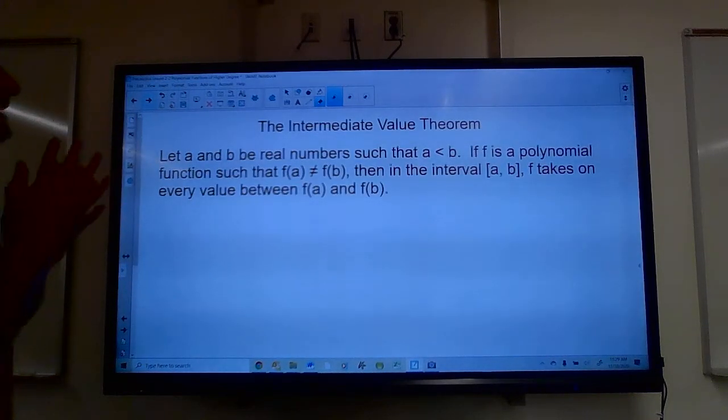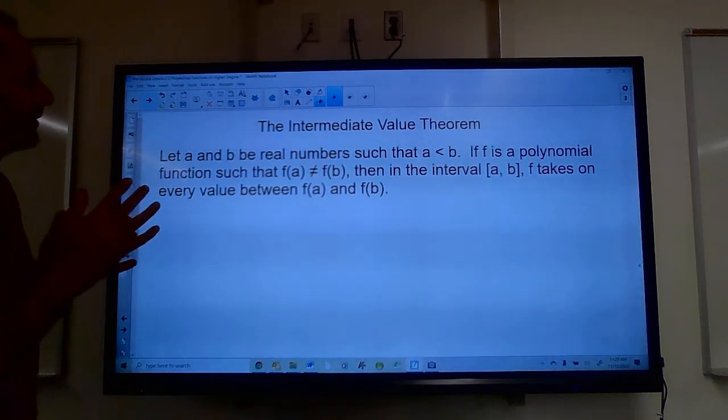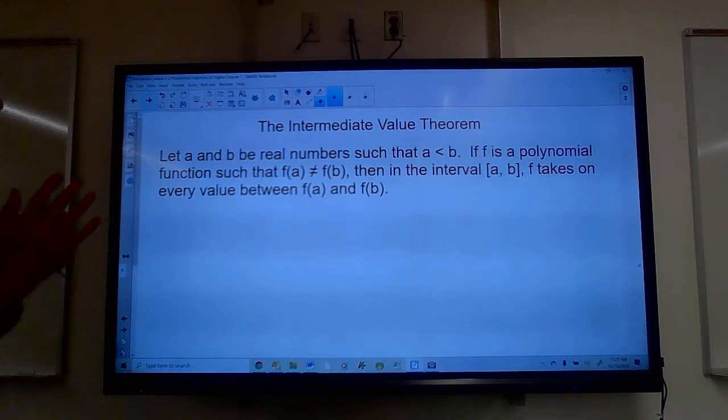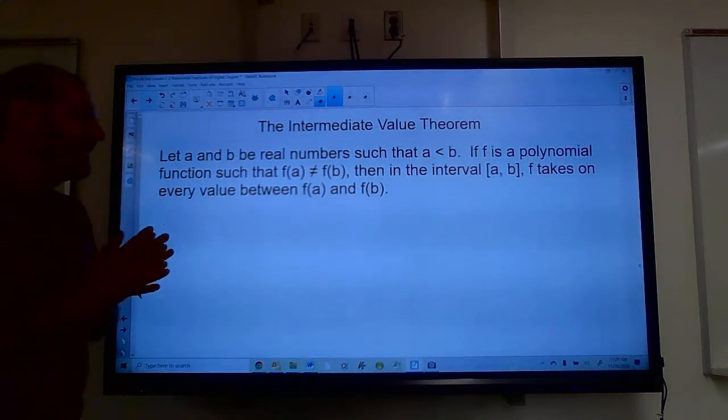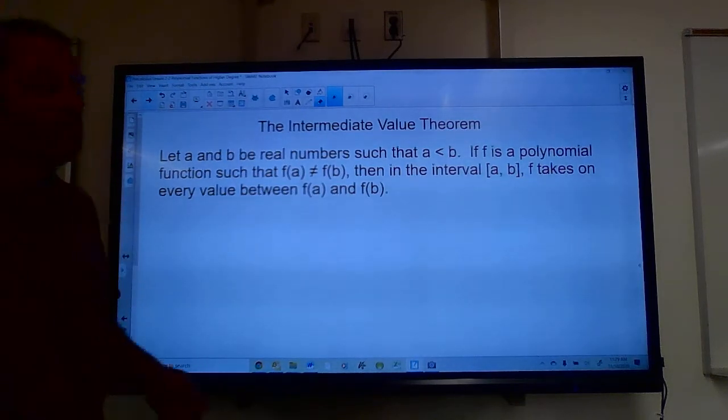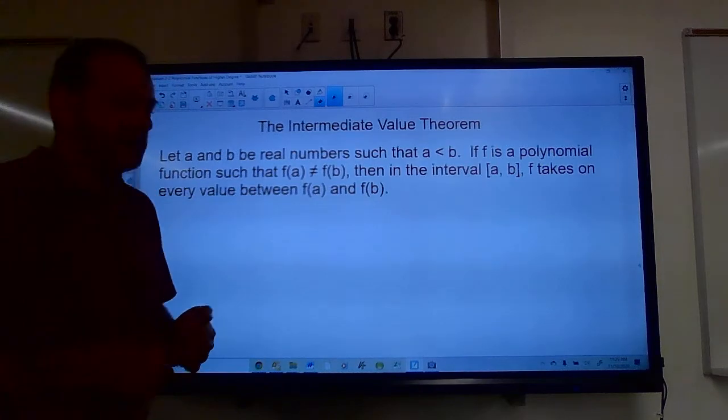Okay, the intermediate value theorem. Let a and b be real numbers such that a is less than b. If f is a polynomial function such that f of a is not equal to f of b, then in the interval ab, f takes on every value between f of a and f of b. Whoa, brain exploded. What does that mean?